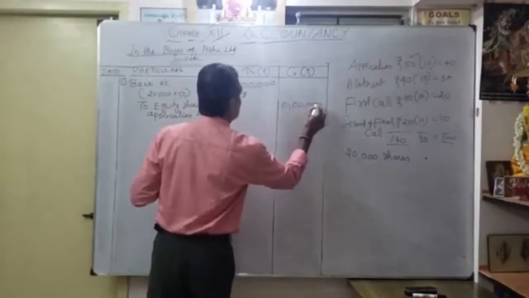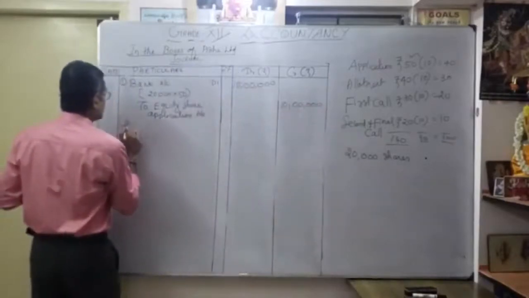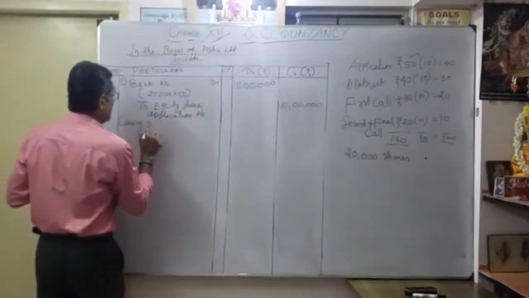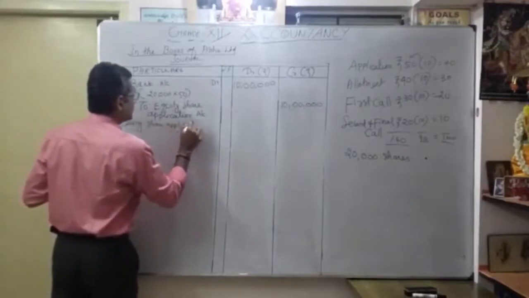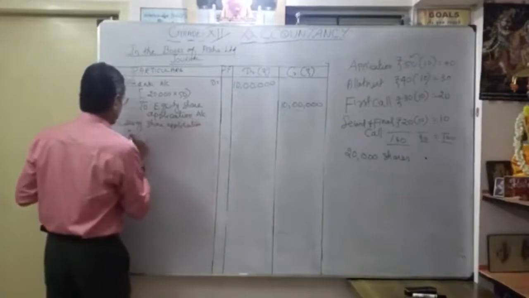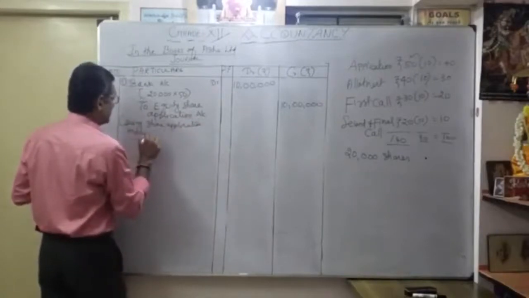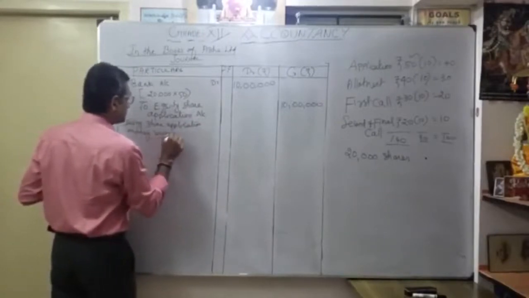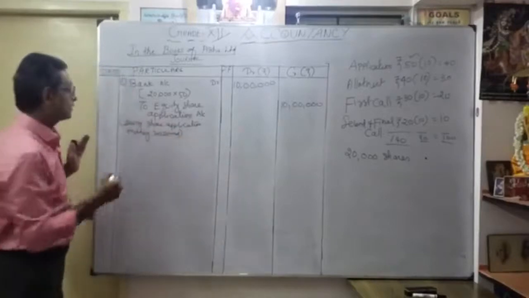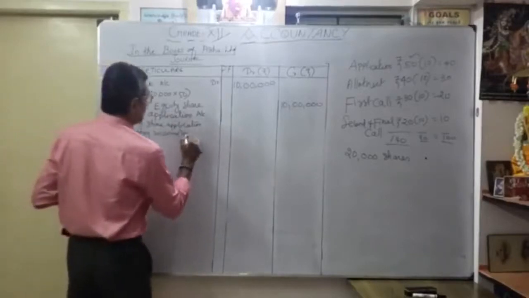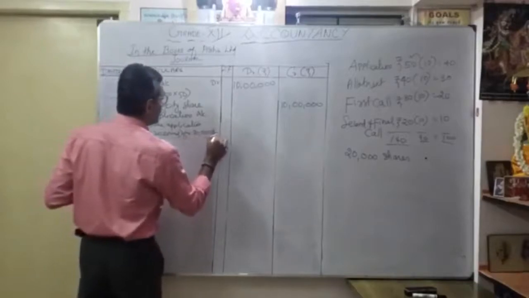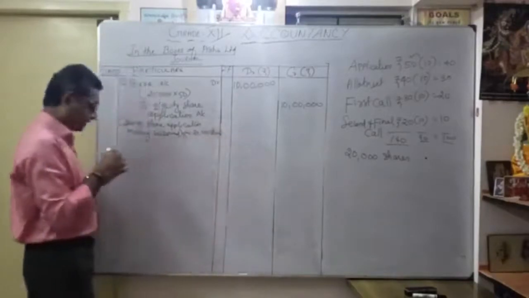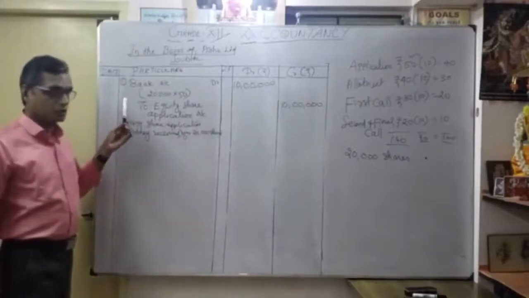Okay. So what is the narration? Being share application money received. Even you can write for 20,000 shares. That's what you have to write. Narration is very, very important. So understood? Repeat once again.